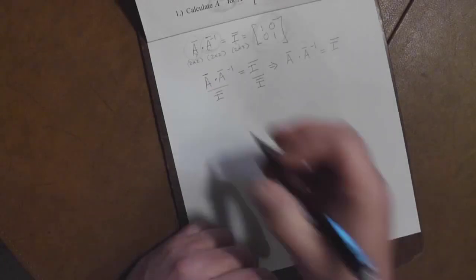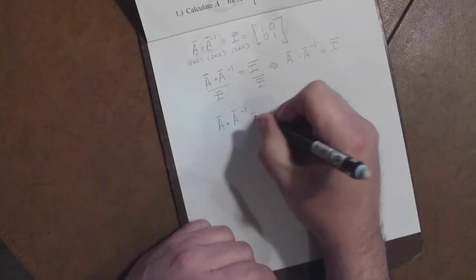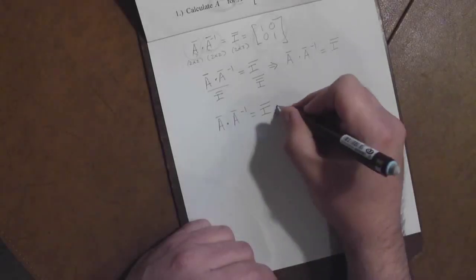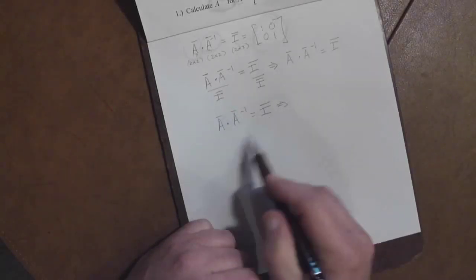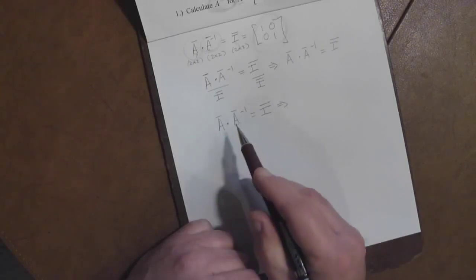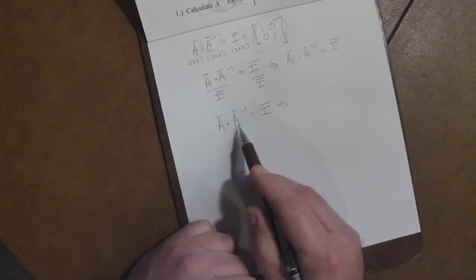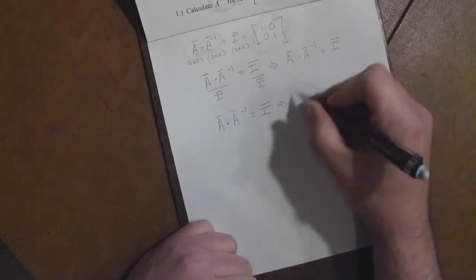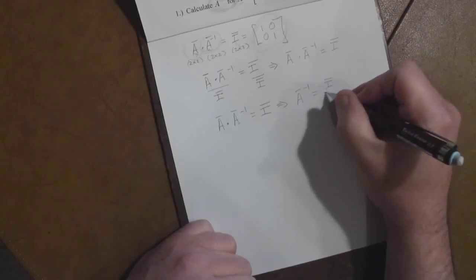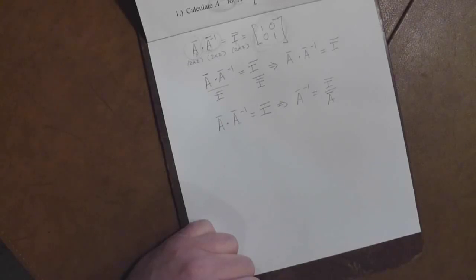And similarly, what we can take note of is if I have A times A inverse equal to some identity matrix, what must be true from this is that I can divide both sides by one of these two matrices in the product here and have the other matrix left. For instance, I can divide both sides by matrix A and note that the inverse matrix is nothing more than my identity matrix divided by A, right?